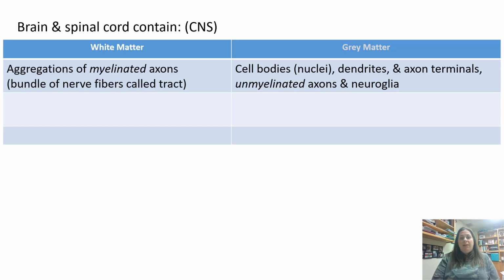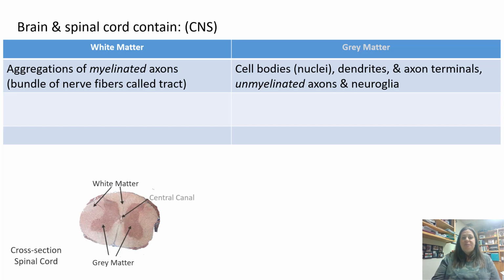Now when we talk about the brain and spinal cord, white matter and gray matter are going to be in different areas. So we want to take a quick look at that. The white matter are aggregations of myelinated axons. So they're bundles of nerves, and these, remember, are tracts when we're talking about the central nervous system. The gray matter are the cell bodies, the nuclei, the dendrites, and the axon terminals, and remember, these are unmyelinated.